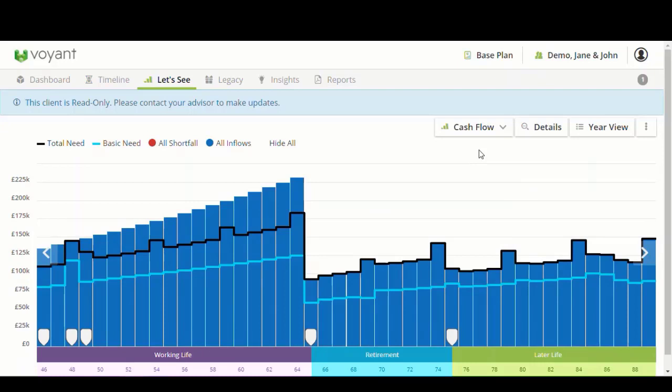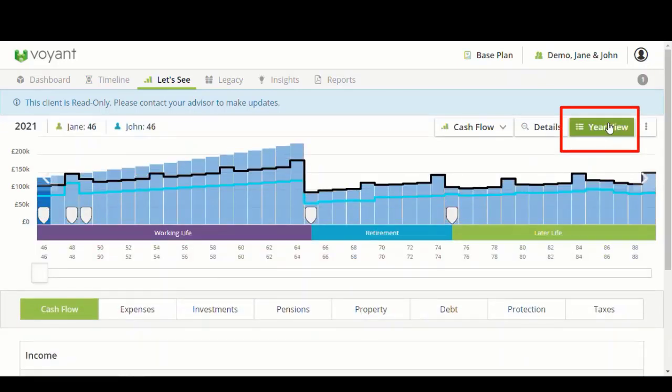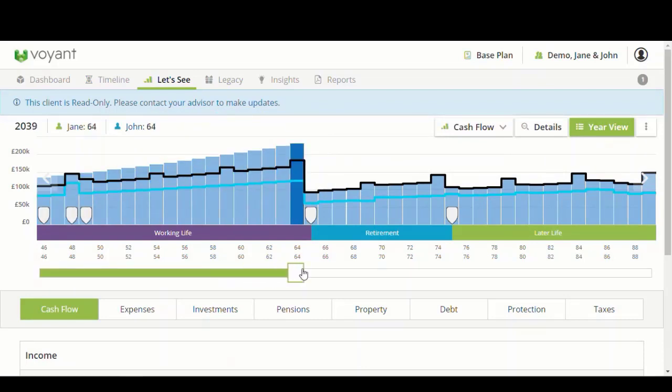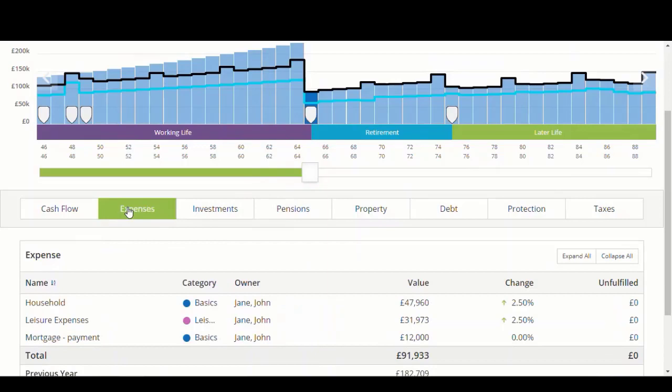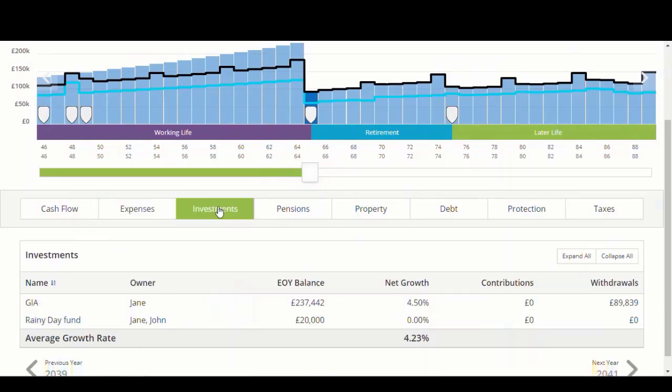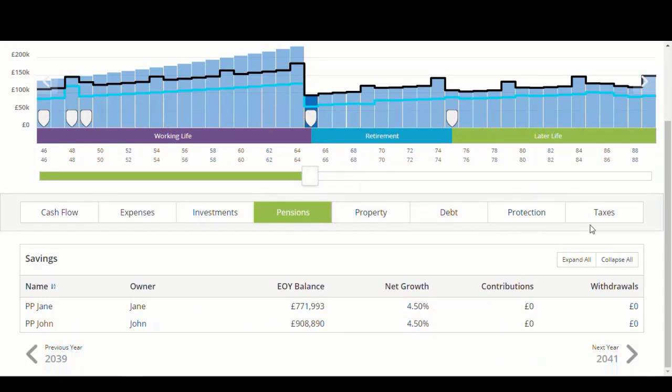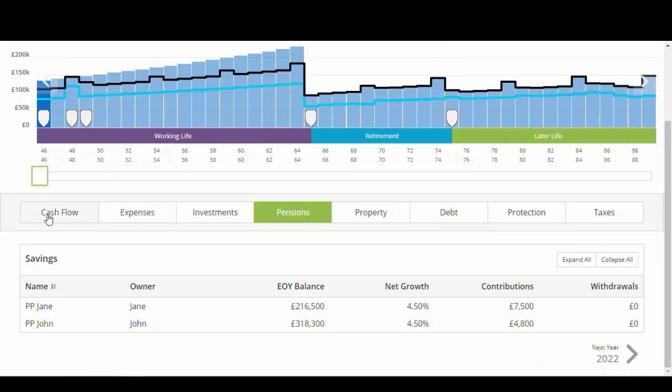Now if you wanted to see the details behind each bar on the chart, you can go to Year View. Year View will give you the details behind each bar on the chart, and you can see this by moving the slider across to any given year within the plan. So if we wanted to look at retirement, we could, and we could see beneath that the cash flow, any of the expenses that are components of the plan, the investments, pensions, property, debt protection and taxes. But let's go back to the beginning and let's have a look at the cash flow.